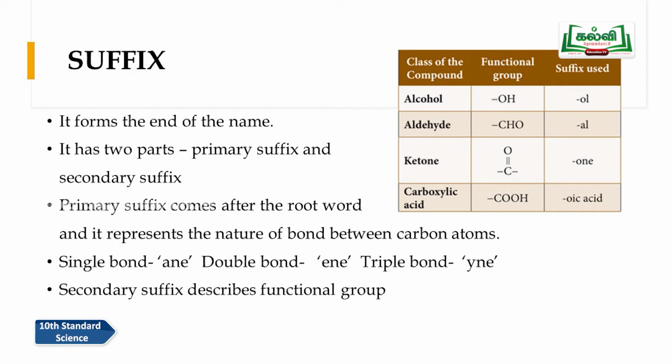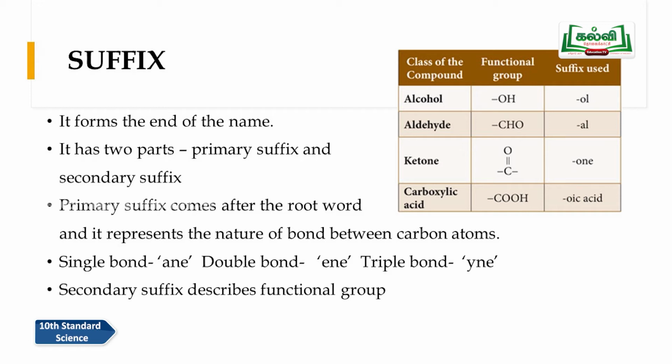For example, if a single bond is present between all the carbon atoms, then the primary suffix will be ANE. If a double bond is present, then it will be ENE. And if a triple bond is present, it will be YNE. So this is about the primary suffix. It tells us the nature of the bond between the carbon atoms.